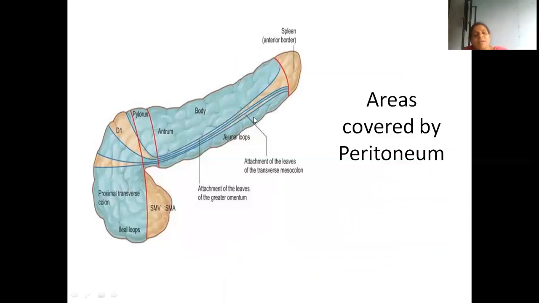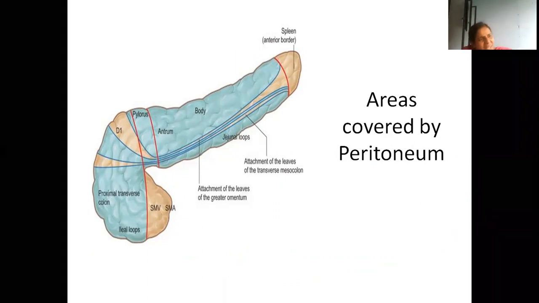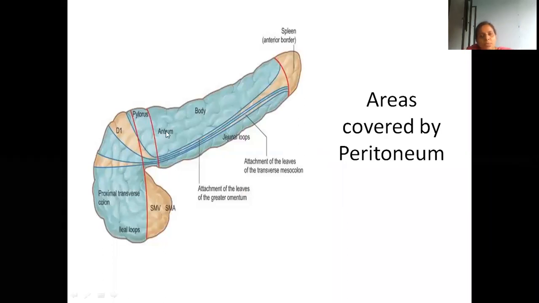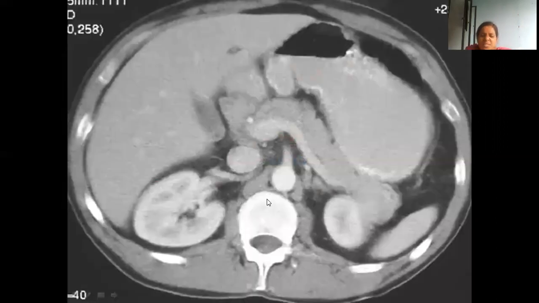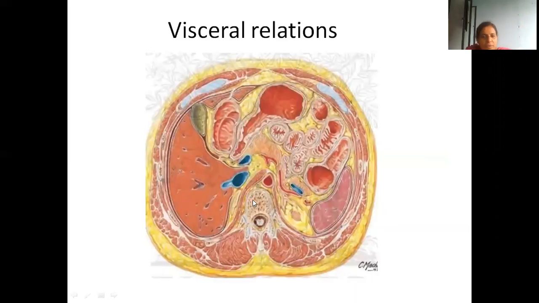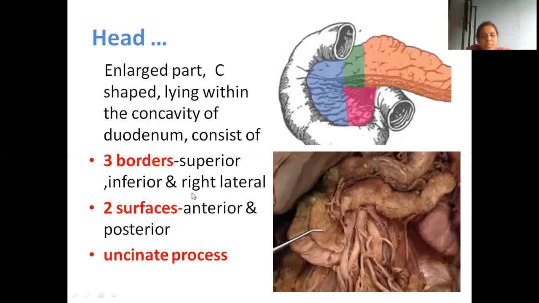Most of the pancreas is covered by peritoneum. What do you mean by retroperitoneal? If the organ is situated behind the peritoneum, you usually use the word retroperitoneal. This bluish area is the peritoneal covering. Whatever area is shown in yellow color, those are the areas not covered by peritoneum. If this is required, I will tell you, but otherwise not. I don't want to confuse you with unnecessary details.